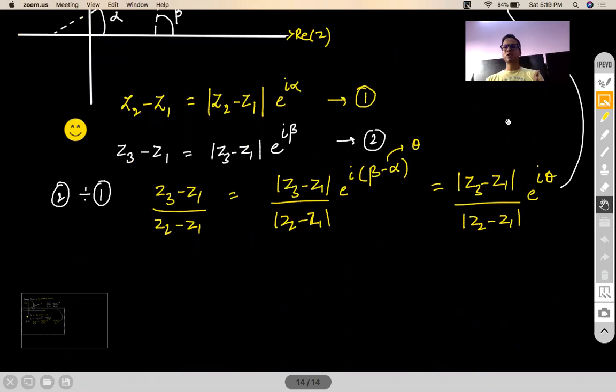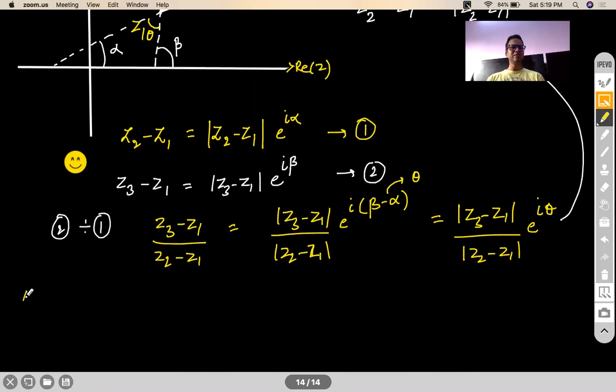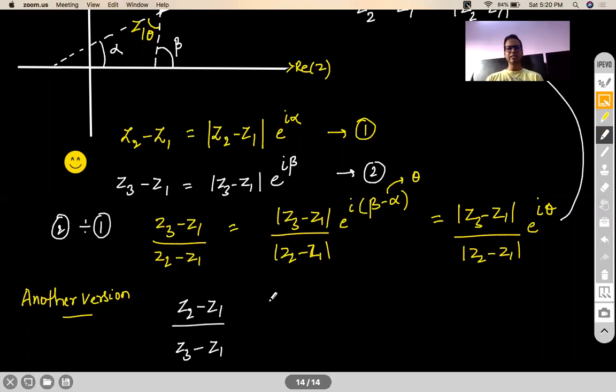Now, if you open your books, you'll see another version of the formula. In fact, it is not another version. It is just the same thing written in a slightly different way. They may write it like this: (z2 minus z1) by (z3 minus z1) equal to mod (z2 minus z1) by mod (z3 minus z1) e to the power minus i theta.